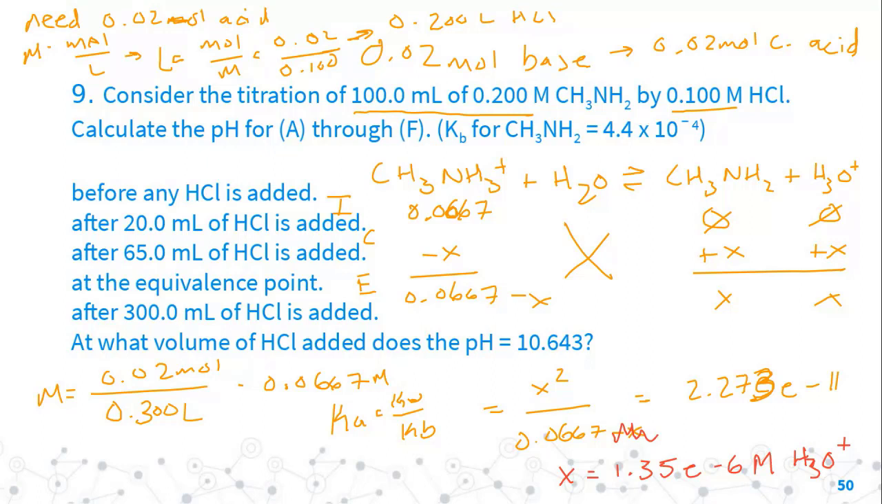Okay, and so that's our value of the concentration of H3O plus, and our pH is going to be the negative log of that number, and that's going to be 5.87. Nice. All right, any questions on the equivalence point portion? All right, if there are no questions, we can move on.